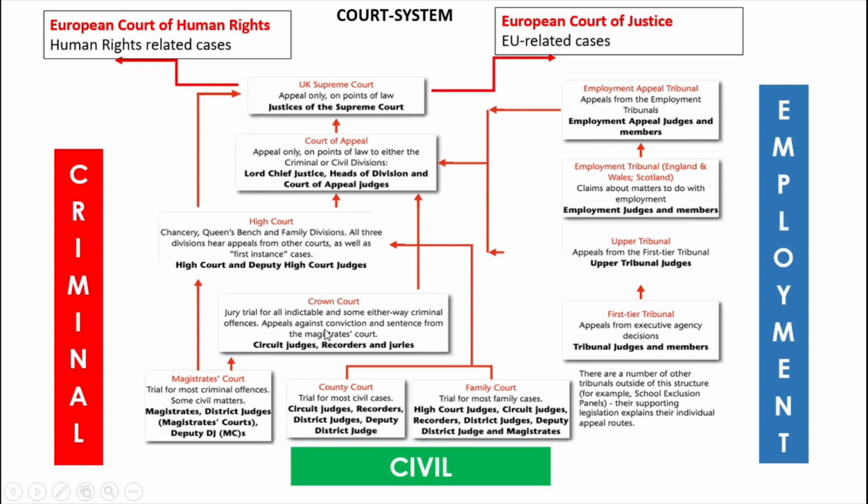If you want to appeal a decision made in a Crown Court, it goes straight to the Court of Appeal and not to the High Court. Again, decisions can be appealed here, and the same rules apply in regards to the European Court of Human Rights and the European Court of Justice.